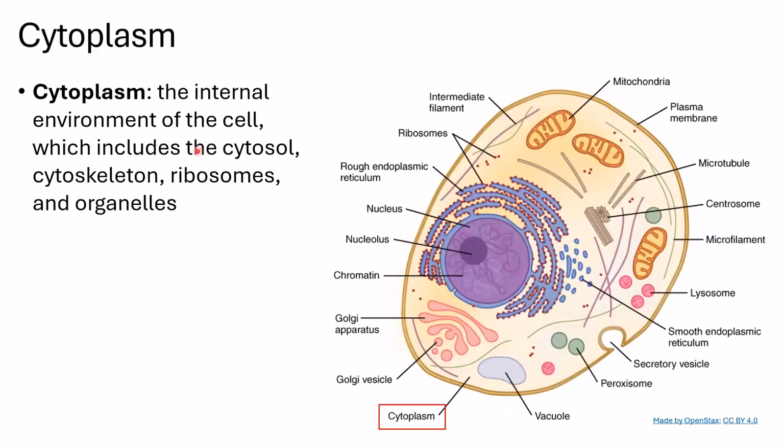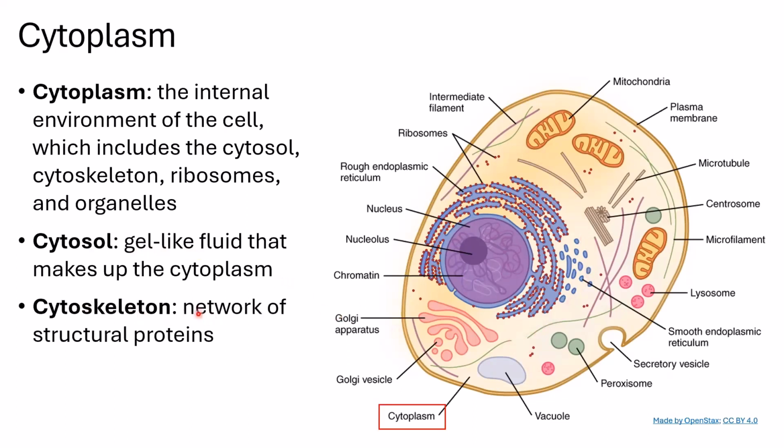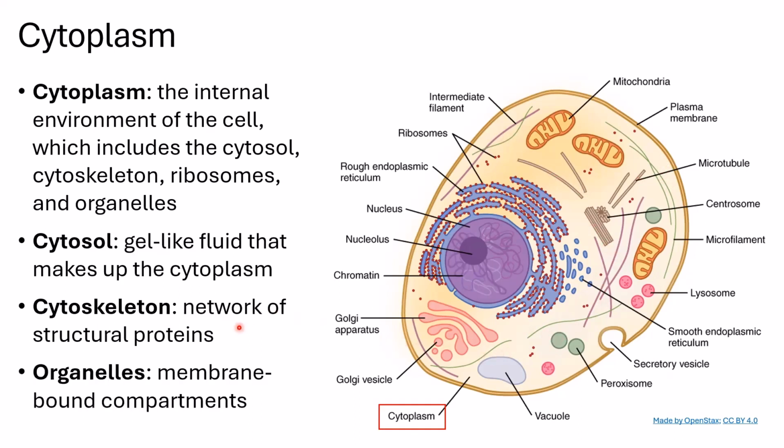The cytoplasm houses everything inside the cell, including the cytosol, the cytoskeleton, ribosomes, and organelles. The cytosol specifically refers to the gel-like fluid that makes up the cytoplasm and surrounds everything inside the cell. The cytoskeleton is a network of proteins that helps the cell maintain its structure. Side note, cyto means cell, so it's quite literally called the cell skeleton. Organelles refer to membrane-bound compartments within the cell, including the nucleus, and add complexity to the eukaryotic cells relative to prokaryotic ones.